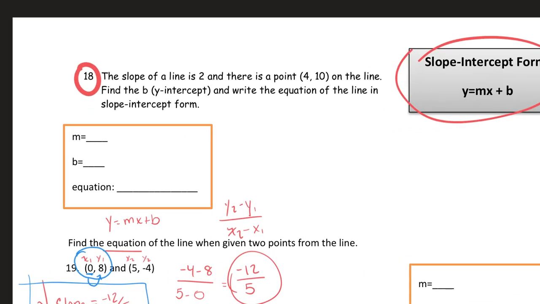All right, so what I want you to do is you'll do this one. Now, on number 18, it's already given you the slope, so you do not have to use the slope formula. However, it does not give you the y-intercept, so you'll have to find the y-intercept given this point. So remember, you'll do y equals mx plus b. You'll plug in 2 for m, then you'll plug in 4 for x and 10 for y, and you will solve for b. Then you'll make the equation. So the slope is already 2.